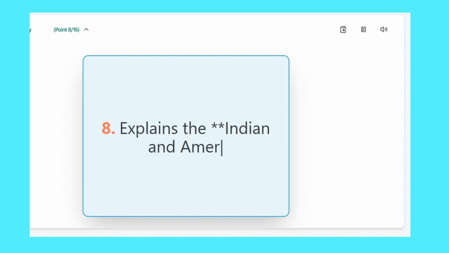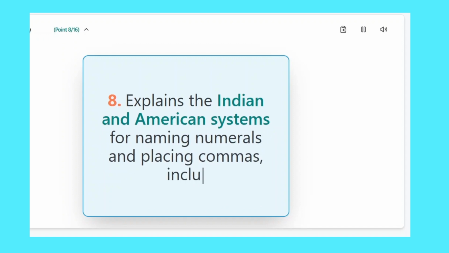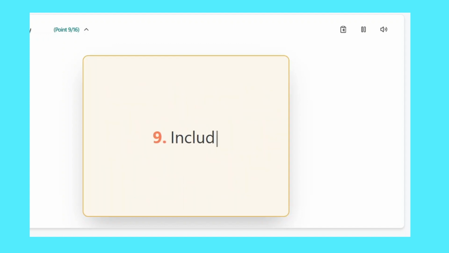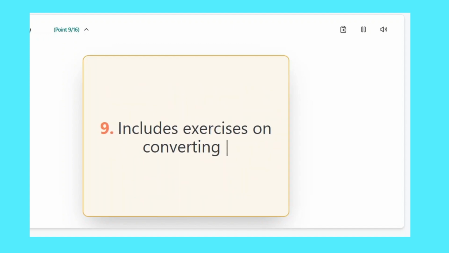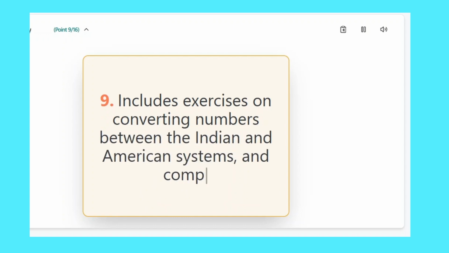Explains the Indian and American systems for naming numerals and placing commas, including lakhs, crores, millions, and billions. Includes exercises on converting numbers between the Indian and American systems and comparing large numbers.